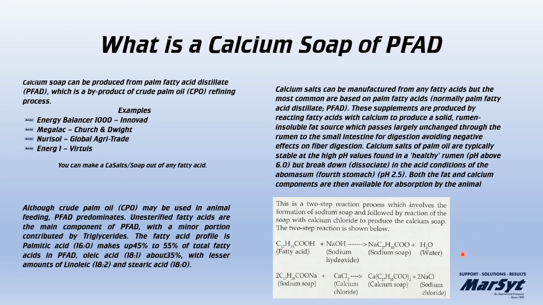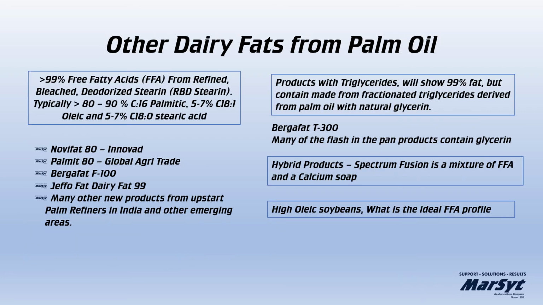Now, this is the chemical process for making any type of soap. And you can make a calcium salt, like I said before, out of any fat. So you put in the sodium hydroxide and water, which makes an exothermic reaction. Then you add in the calcium to solidify it. Then the product is cooled, broken apart, and then packed up for us to use in our dairy cattle.